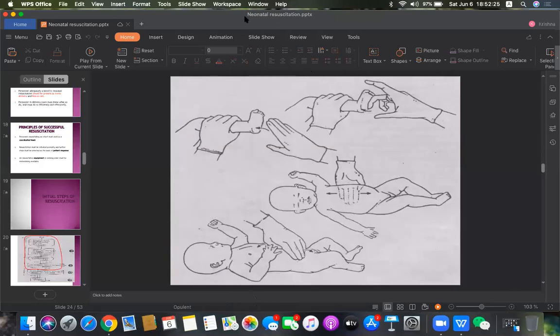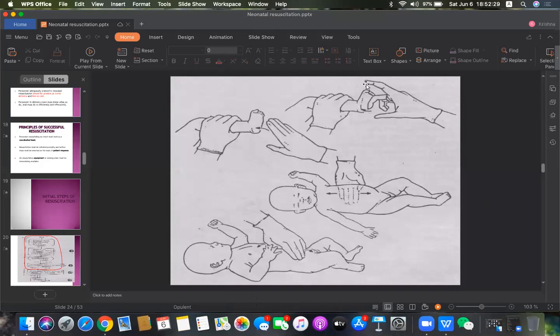Now look carefully here. This is the way to stimulate the baby. The stimulation can be done by flicking the sole. This is how you flick the sole here. Okay, flicking the sole, and this is rubbing the anterior abdominal wall. Or you can also do the same thing on the back, rubbing the back, rubbing the anterior abdominal wall, or flicking the sole. These are the ways to stimulate the baby, and mostly this works. The baby starts to cry after you do these things.